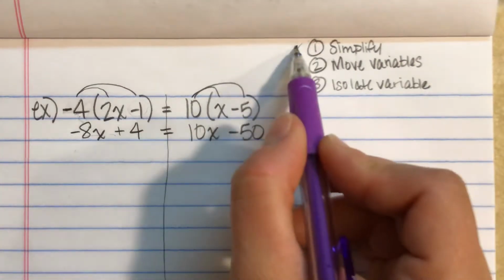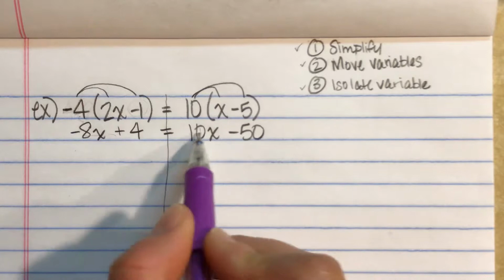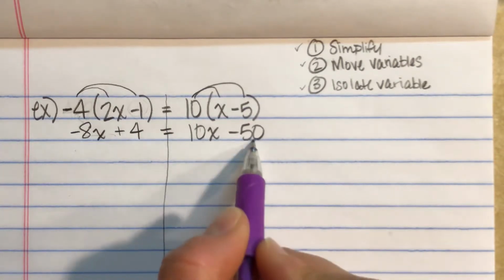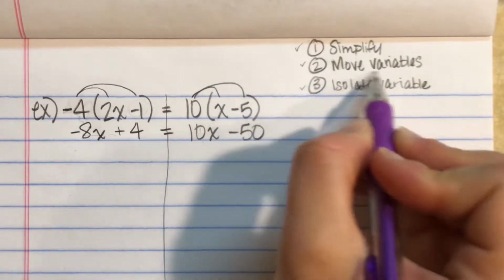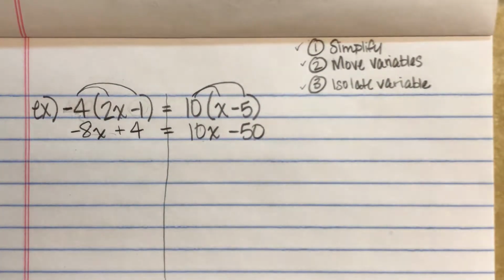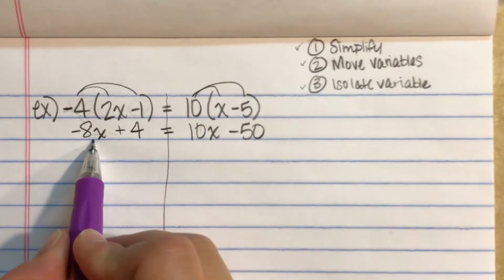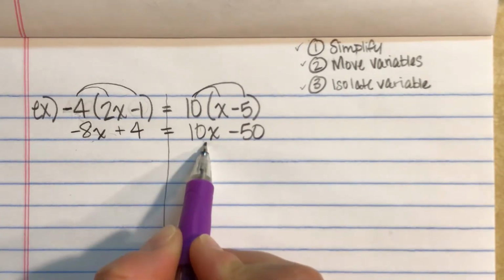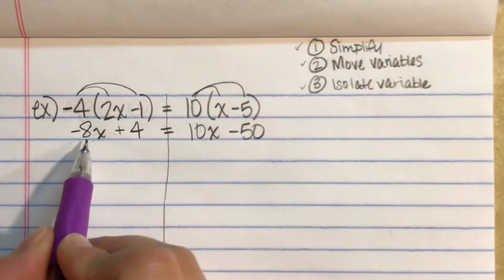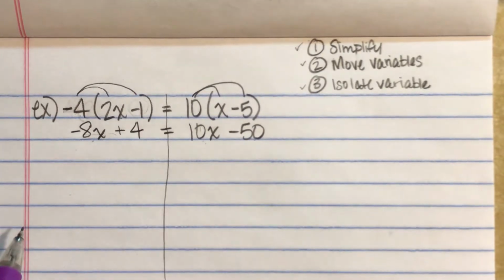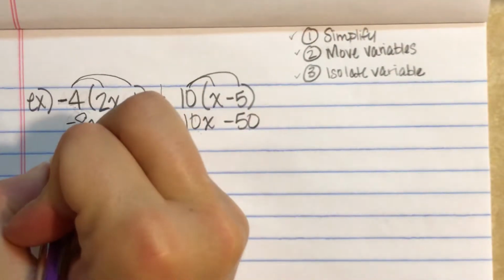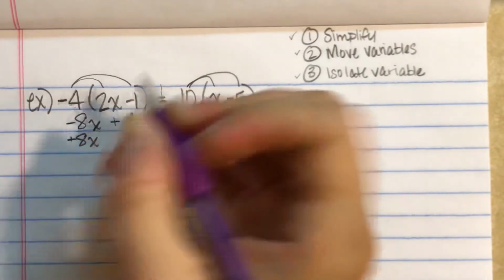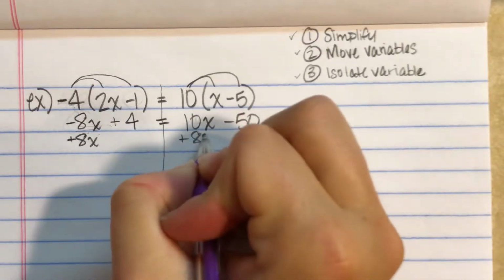Now, my next step, I've simplified both sides. There's nothing else I can do, right? 10x and 50 aren't like terms, so I can't combine them. Now I've got to move my variables together, okay? So I got to move either the -8x or the +10x. I said in the last set, move the smaller one. -8 is smaller than 10. So what's the inverse of -8? That is to add 8x to both sides.